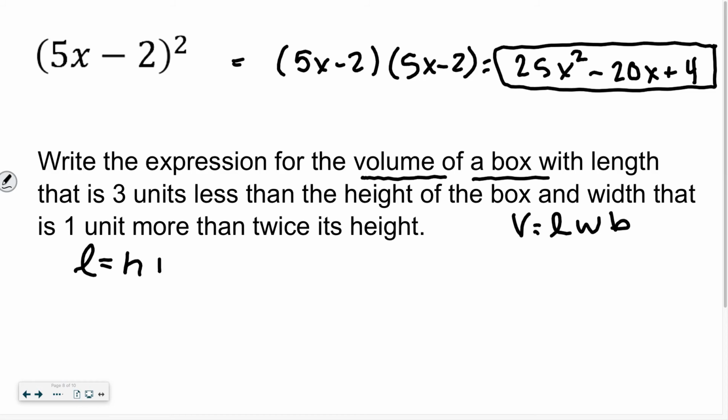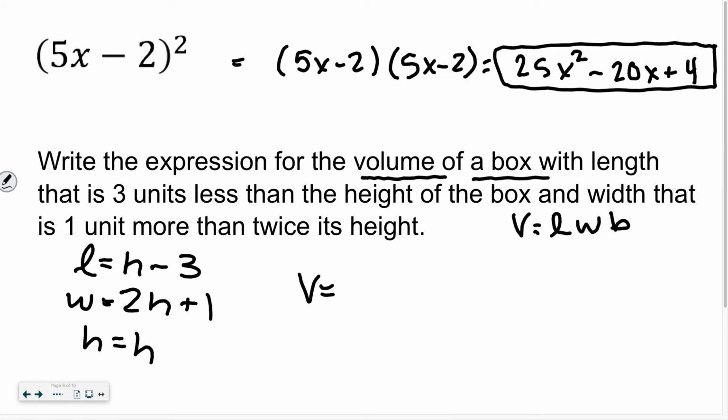The length is 3 units less than the height, so that would be h minus 3. And the width is 1 more than twice its height, so 2 times h plus 1. And the height is h. And then we use the volume formula: h times h minus 3 times 2h plus 1.